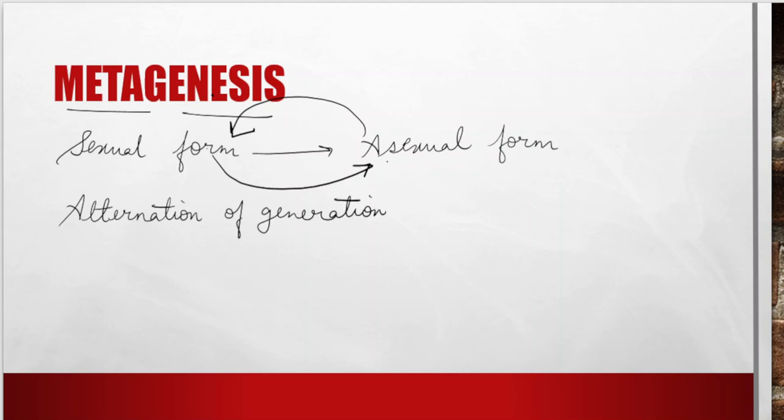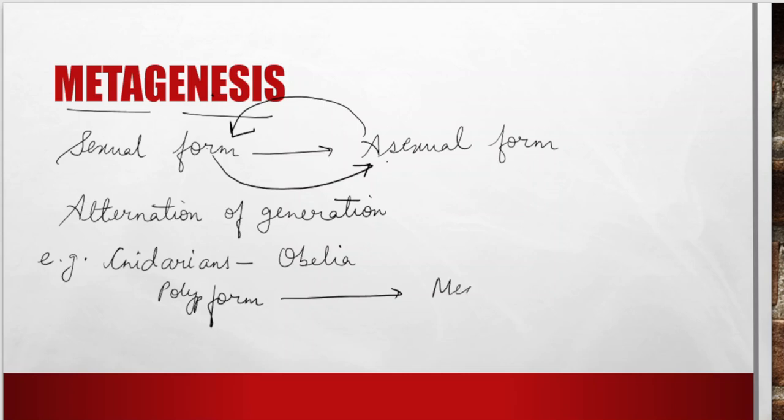We can take an example in the animal kingdom, the phylum Cnidaria. In these Cnidarians, the best example is Obelia. In Obelia, what actually happens is the polyp form converts itself to the Medusa form. These are two different forms of Obelia. One is the polyp form and the other is the Medusa form; these names are given based on the outer appearance, the morphology.